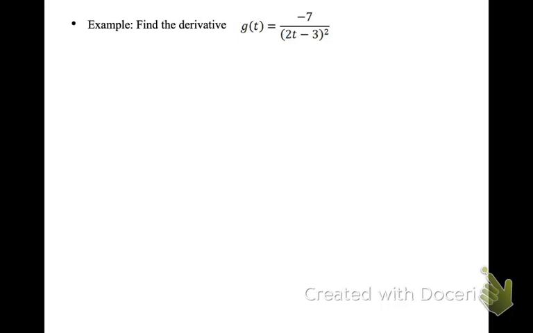Okay, so we need to find the derivative of negative 7 divided by (2t minus 3) squared. So we've got a quotient rule. Do you all see that we've got quotient rule going on here? Yes. But we also have the chain rule going to be happening. Okay, I think that's my problem is I tried doing like 2 equations at once.